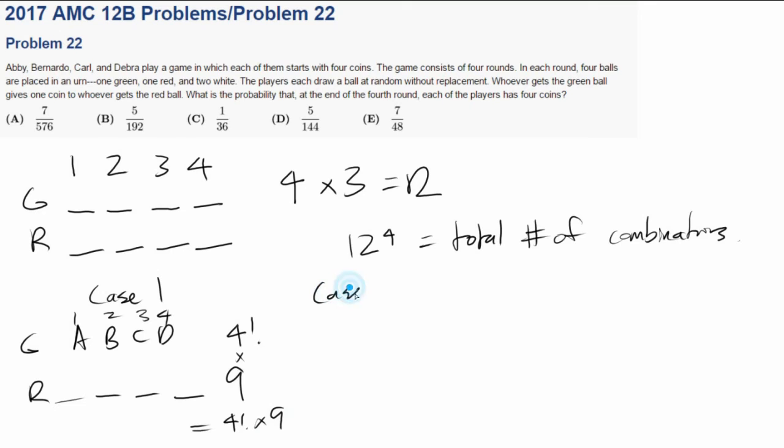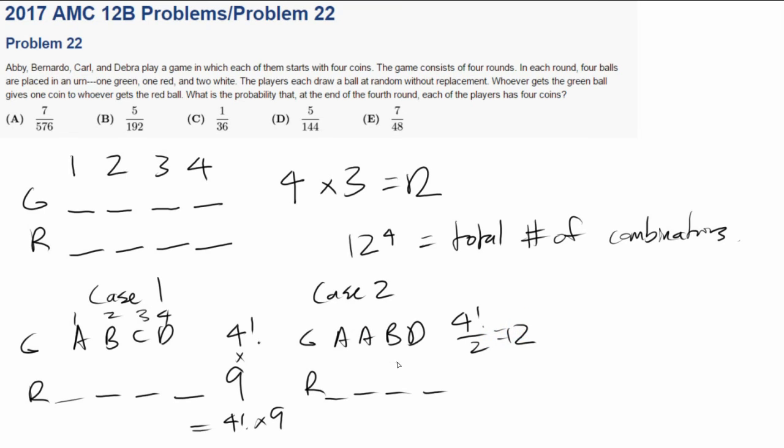Case 2 is if A, B, D, and red. So we just do the same thing, except now we have to be careful here. First we calculate the number of ways we could rearrange this, so that's 4 factorial divided by 2 because there are 2 duplicate A's, and that's just 12.